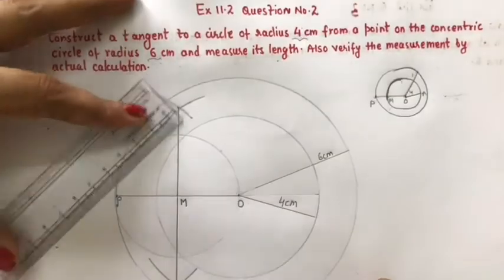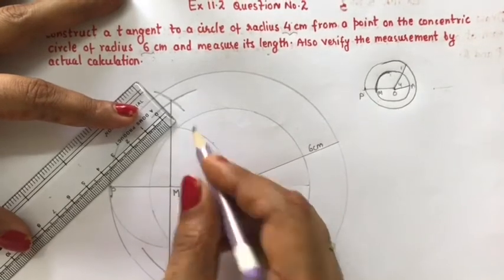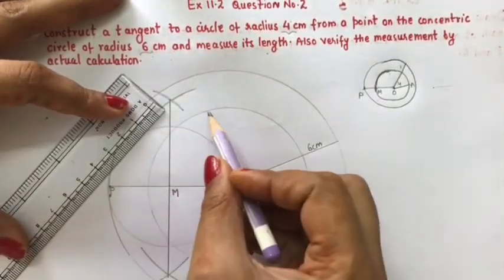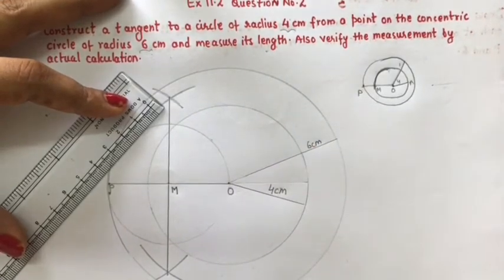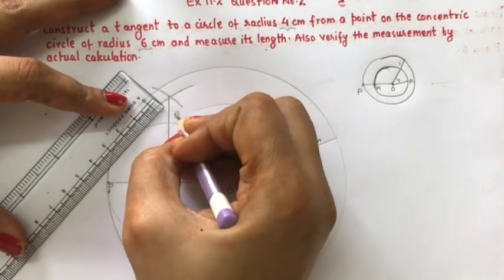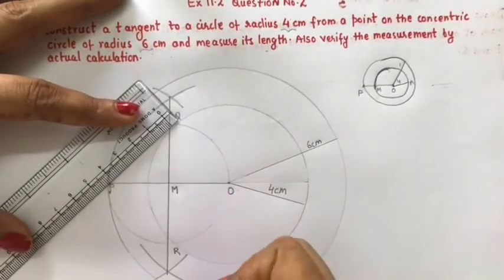Next step, from P, you have got 2 points. This circle cuts the inner circle at 2 points. We just name them Q and R. Now join PQ and PR.